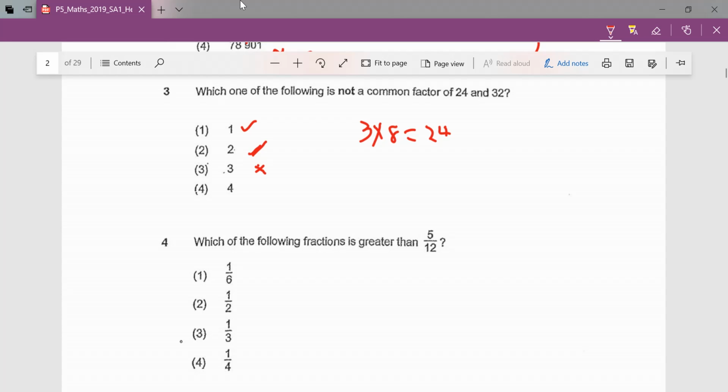If I put a tick, actually it means that it's a common factor. Cross is not a common factor, so in this case the answer is 3. 4 is also a common factor because 4 times 6 gives me 24. 4 times 8 gives me 32. So 4 is a common factor.